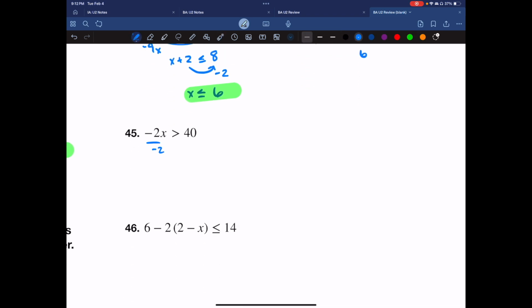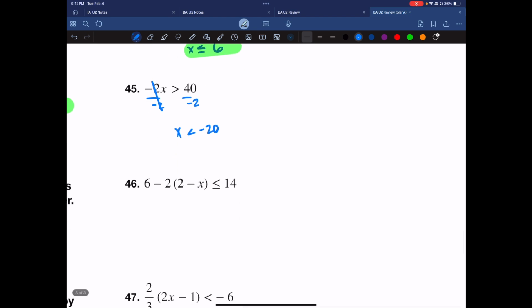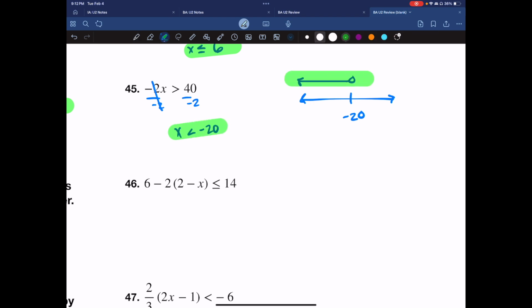Here, I divide by -2, and I have X is less than -20. Now, you'll notice that I changed my sign, and you do that anytime you multiply or divide by a negative. Doesn't matter, like if the negative was on the 40 and I just divided by 2, all would be fine. I wouldn't have to change the sign. But since I divided by a negative, I have to flip my inequality. Okay, so let's see, we got -20. It's less than -20, so I'm going to have open circle, and I'm shading to the left. Okay, I got my inequality, and I got my graph.